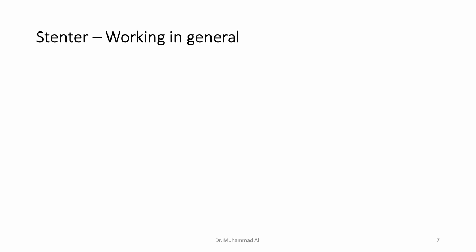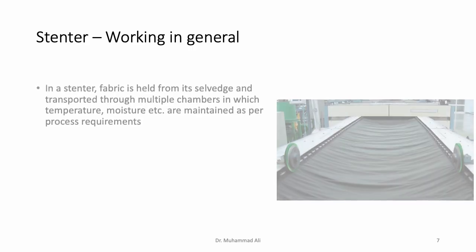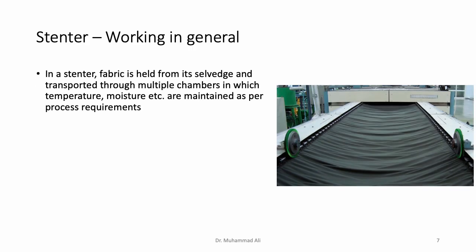So let's look at the working of a stenter in general and how the fabric is processed on a stenter. So the unique feature of processing a fabric on a stenter is that when a fabric is processed on a stenter, it is held from its selvages, and in this state it is transported through multiple treatment chambers in which the process conditions are maintained. We will be covering this in detail in a separate lecture in this series, but briefly, maintaining the process condition means maintaining the required temperature and moisture content, etc., according to the process requirements.